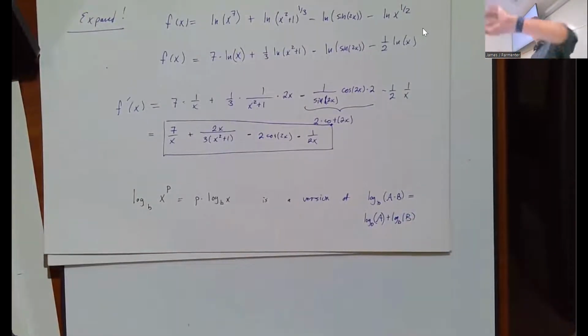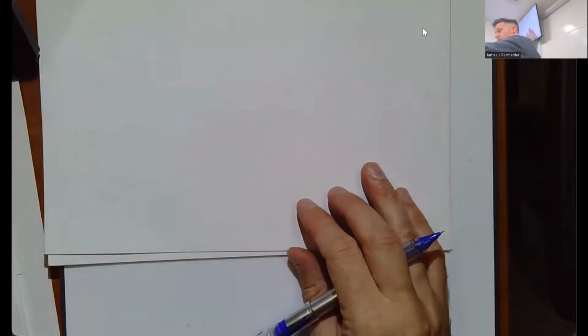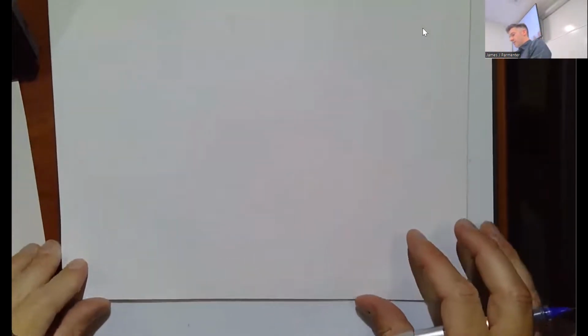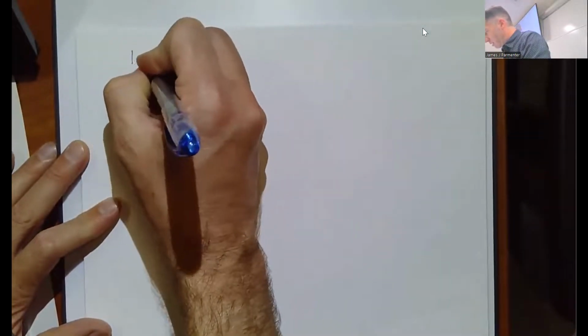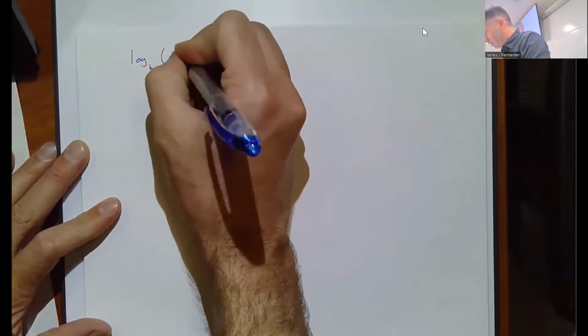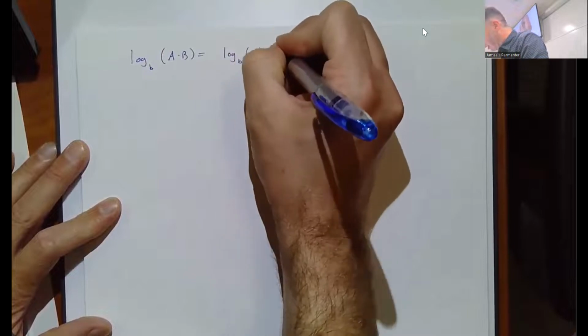Let's talk about that for just a second, because it is worth seeing. You do need to be able to use these log rules that come up. Here's why. This is going to feel a little bit silly, but we all have to be comfortable with this rule: if you have the log base b of some product, it is equal to log of the first thing plus log of the second thing.